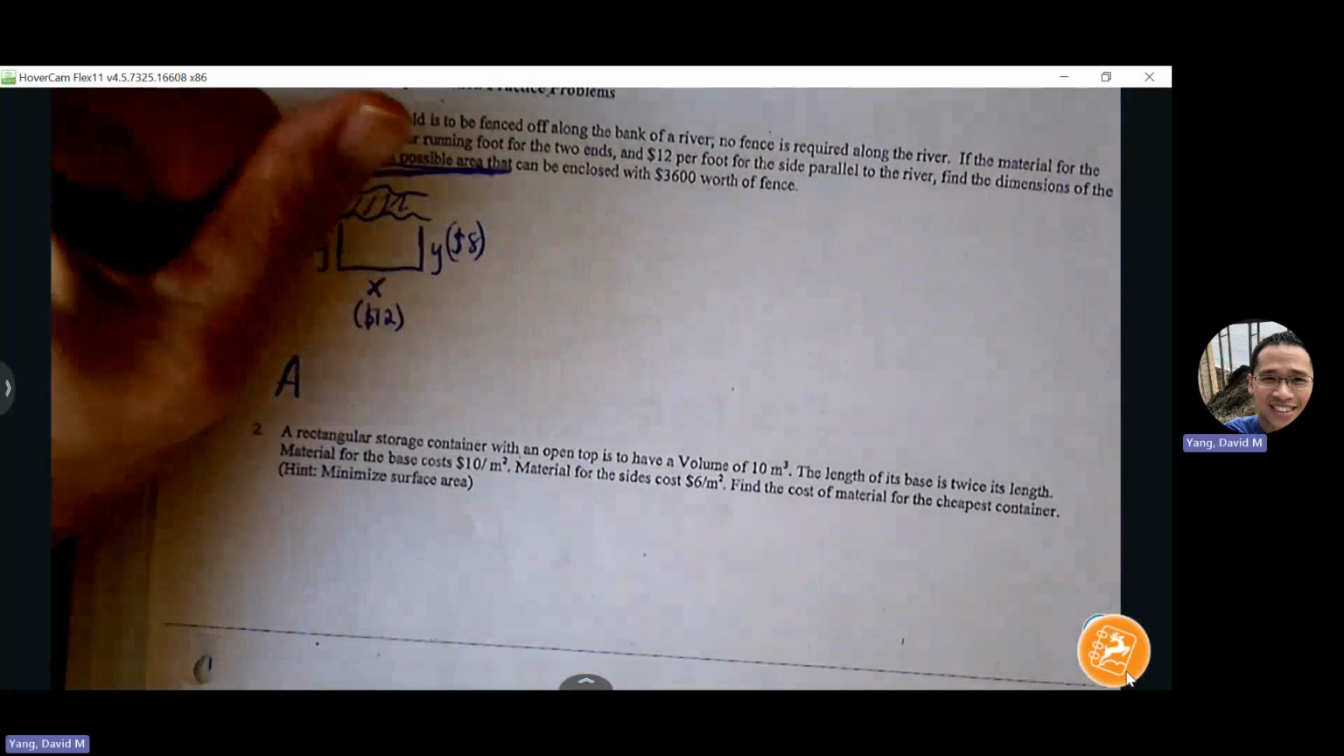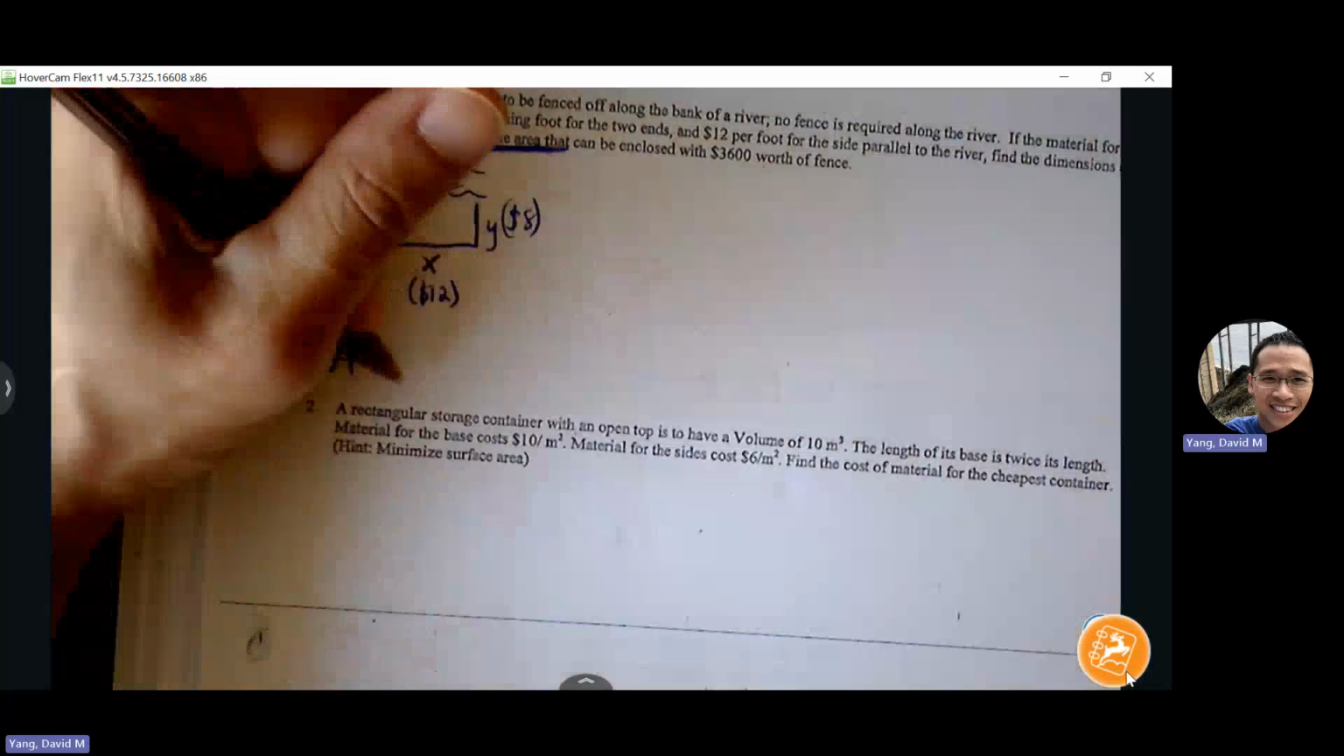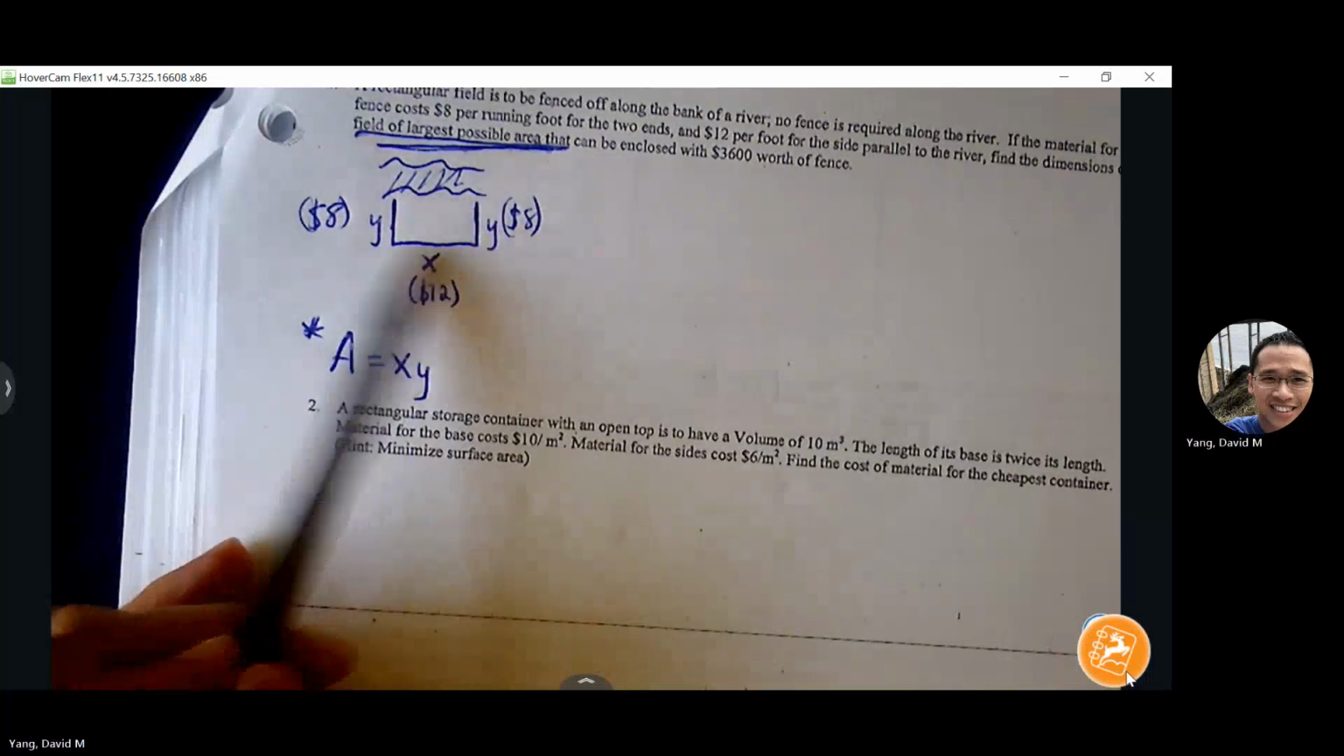So what's the area equation? X times Y. So no cost involved with area. Okay. The cost is not with what's inside here. The cost is with the perimeter, right? With the fencing.